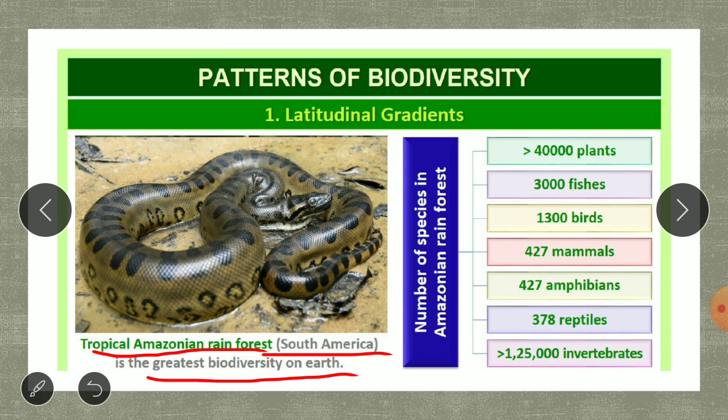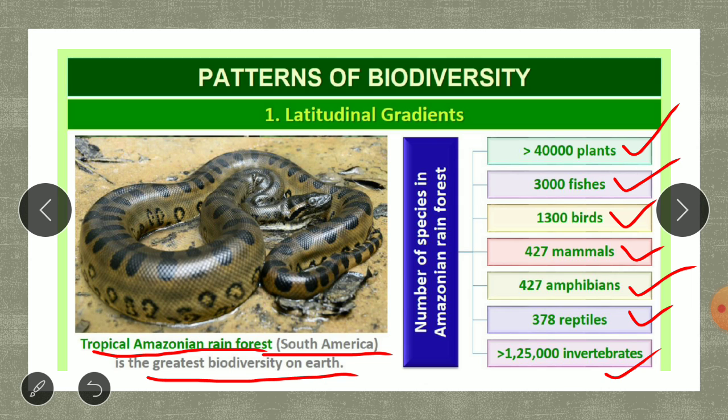If you just go through the number of species that are present in this Amazon rainforest, you will be amazed to know that there are around more than 40,000 species of plants, around 3,000 fishes, 1,300 birds, 427 mammals, 427 amphibians, 378 reptiles, and more than 1,25,000 invertebrate species.